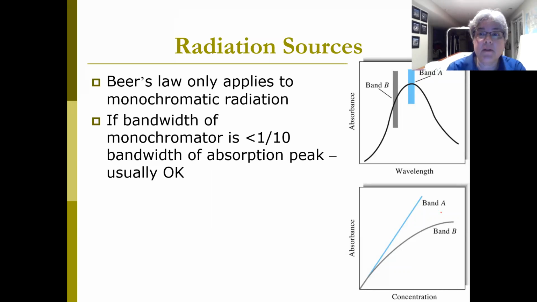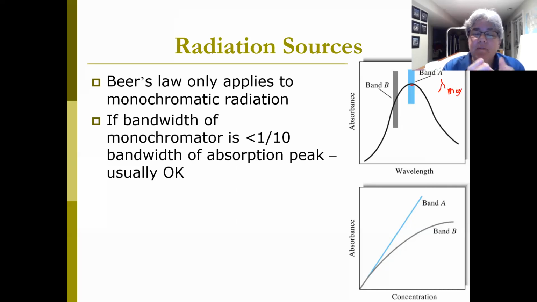So remember, for molecules, we said we always measure up here at the top of the peak. We always measure at lambda max. Okay, and we said there's two reasons we always measure at lambda max. One is so that we follow Beer's law. The other, that's where we're going to have the biggest signal.